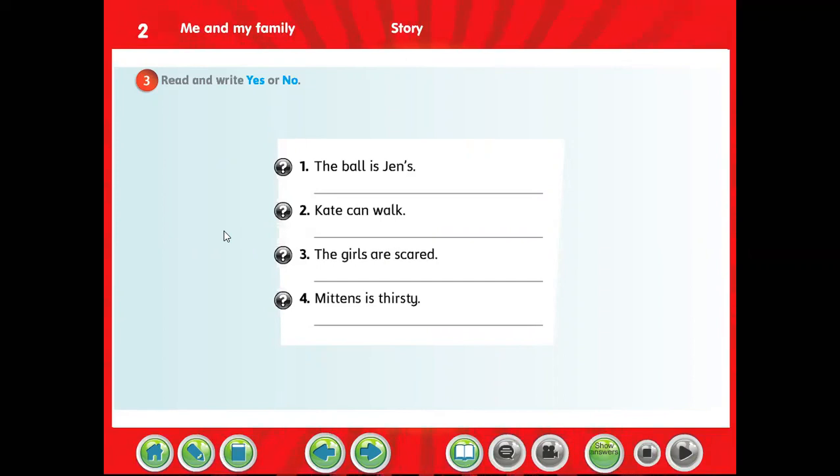Vanessa Macedo. Vanessa, can you tell me the number one? Número uno. Vanessa, only read the sentence and tell me yes or no. Vanessa, the ball is Jens. Jens is the ball. Yes or no, Vanessa?